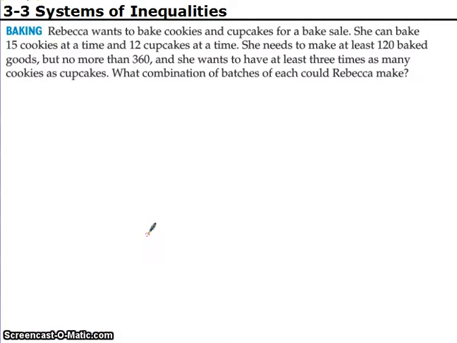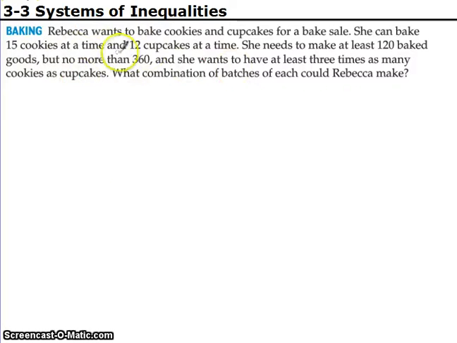All right, let's do a word problem. Rebecca wants to bake cookies and cupcakes for a bake sale. She can bake 15 cookies at a time and 12 cupcakes at a time. She needs to make at least 120 baked goods, but no more than 360 baked goods. And she wants to have at least 3 times as many cookies as cupcakes. So what combination of batches of each could Rebecca make?